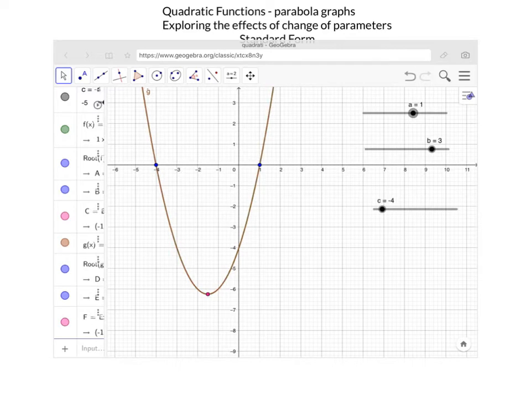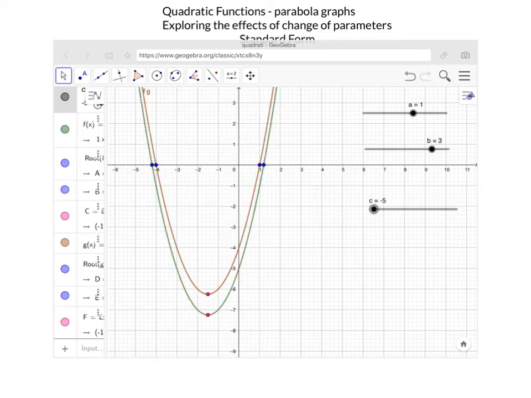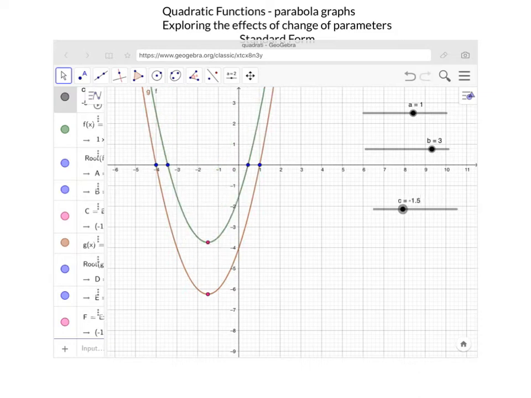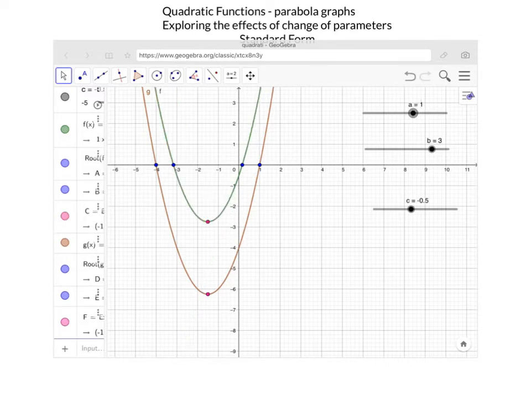Now, what happens when there is a change in c? The graph is shifted vertically up or vertically down. It is up and down when I change c. Of course, look at the turning point here. The interesting part is that the x-coordinate of the turning point will remain the same, only the y-coordinate will change. Whereas for a, both the x-coordinate and y-coordinate will change. In some other video, I will show you the effect of change in a on the turning point.